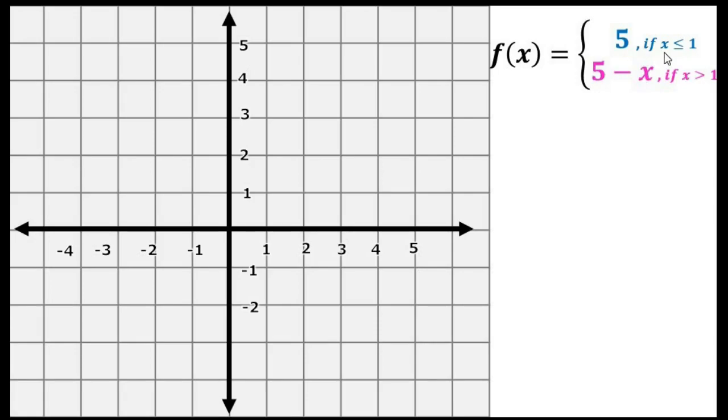For the first constant function, the domain is that x is less than or equal to 1. For the second function, x is greater than 1. So how do we graph this one? First, we need to graph the functions individually. We're going to graph first f of x equals 5. So how do we graph this? It will be somewhere here because y equals 5 is above the origin, and then you simply draw a horizontal line. Next, we need to restrict the domain.